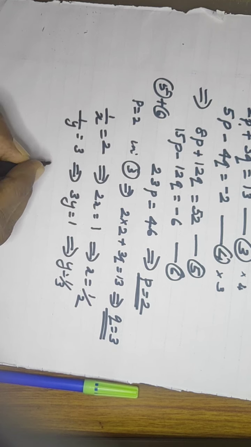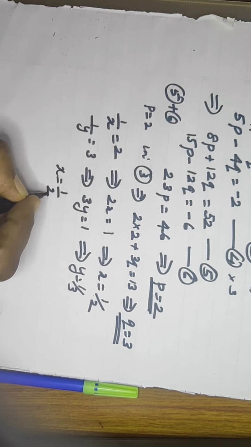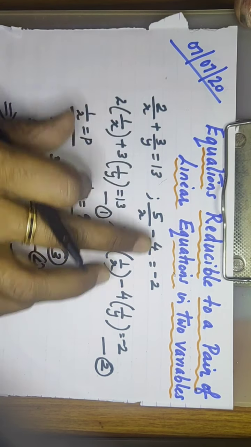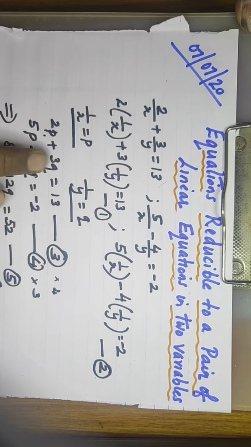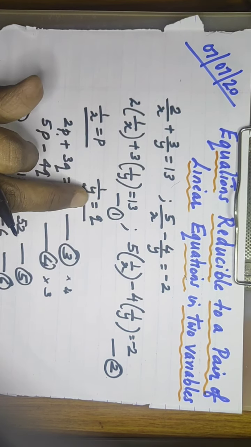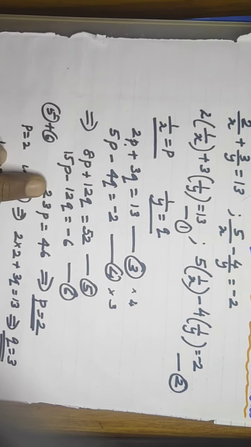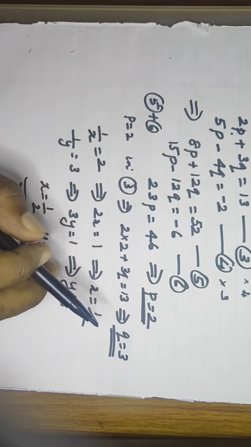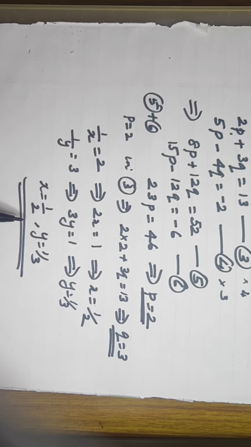Therefore, the solution of the equation is x is equal to 1 by 2 and y is equal to 1 by 3. Hope it is clear to you. So the equations are not in linear form, so we converted into linear form by suitable substitution. Then we got two linear equations in variables P and Q. Then I used the elimination method to solve and I got the values P as 2 and Q as 3. Then again making the substitution, we got the values of x and y.